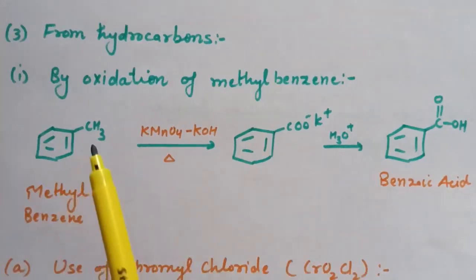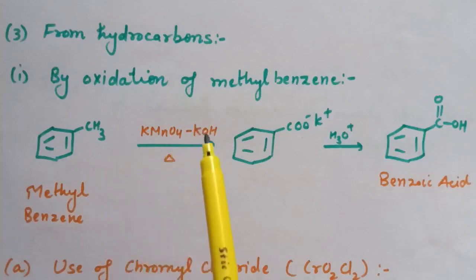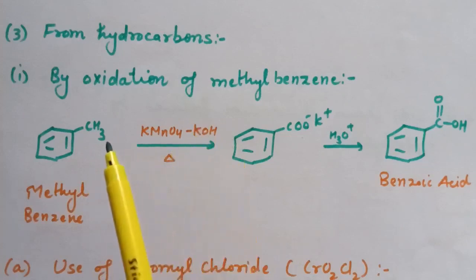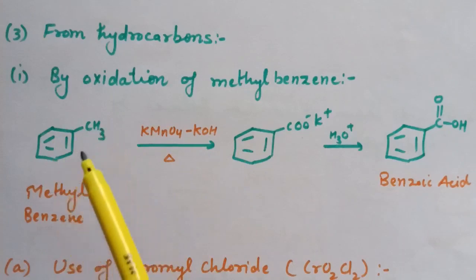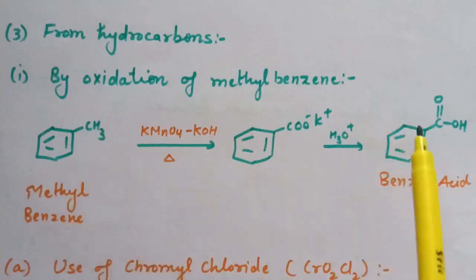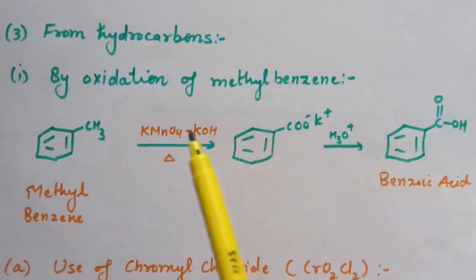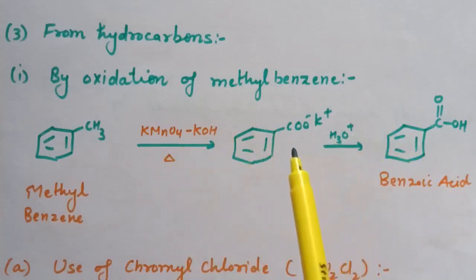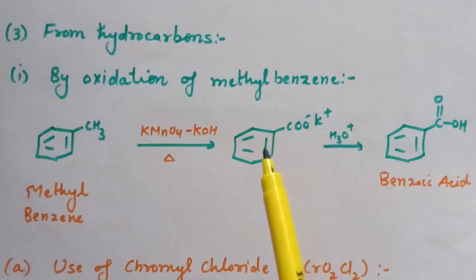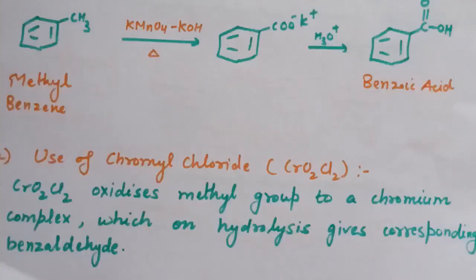Strong oxidizing agents like KMnO4 in a basic medium oxidize toluene, or methyl benzene, or its derivatives, to carboxylic acid, and it is not possible to stop the oxidation at the aldehyde stage. Therefore, the following methods are used for this purpose.